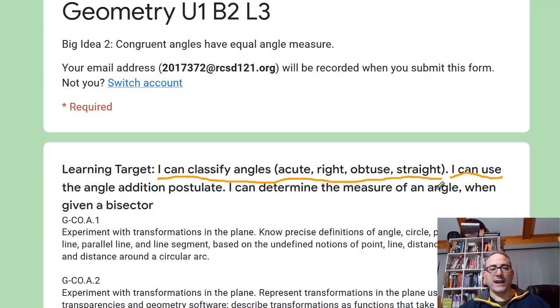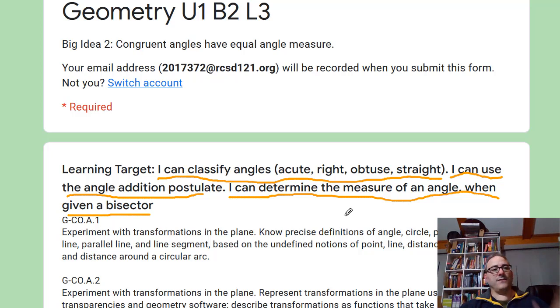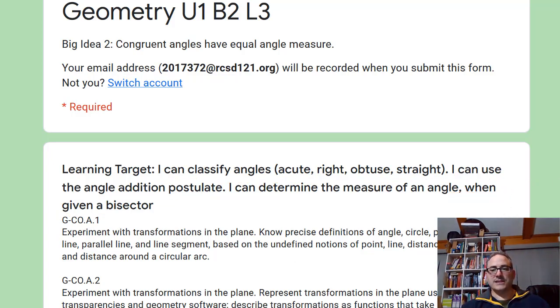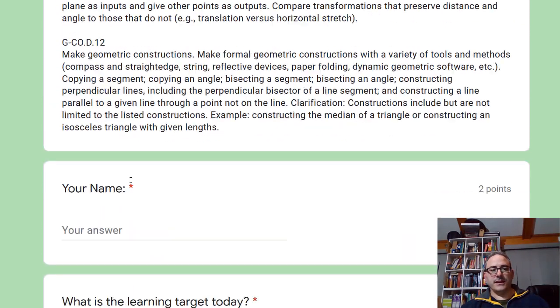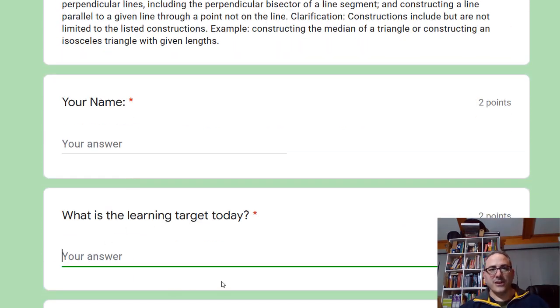If you want to write this one, however, I can use the angle addition postulate. Maybe that one's a little shorter for you. Or I can determine the measure of an angle when given a bisector. All right, so you maybe want to pause the video right here just for a moment while everyone writes their name on their lesson and gets one of these learning targets down on their page. So get your name on there, write down that learning target, unpause the video when you're ready to continue.